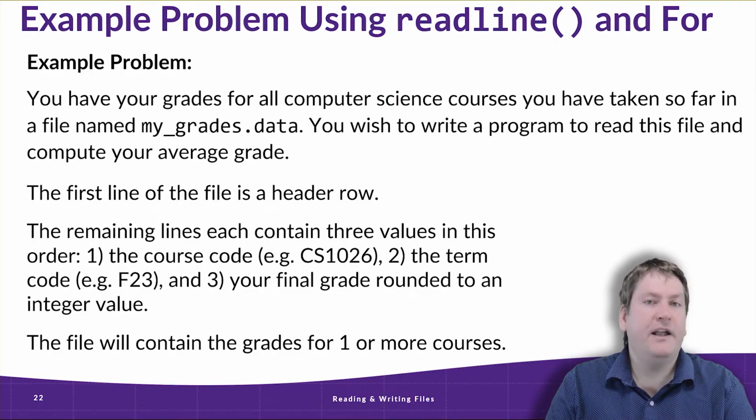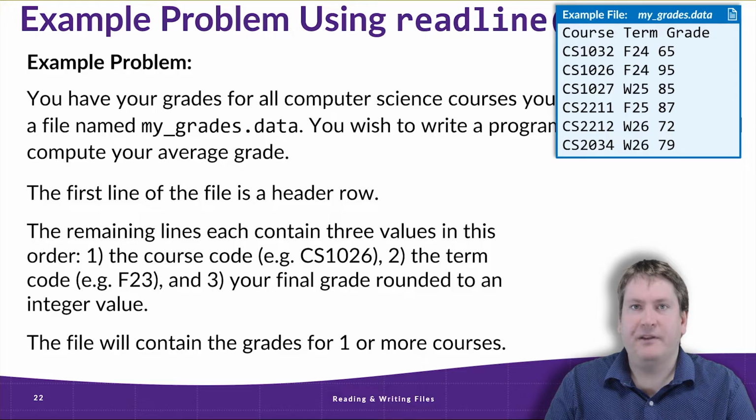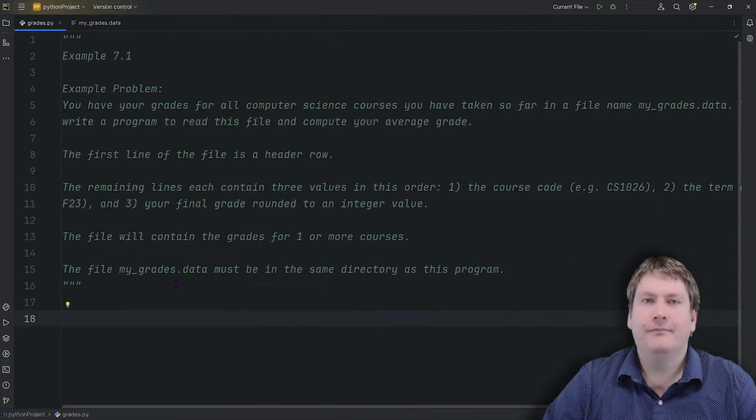The first line of the file is a header row. The remaining lines each contain values in this order: the course code, the term code, and your final grade rounded to an integer value. The file will contain the grades for one or more courses, and we want to output what your actual average is. So the file looks like this, just like what we saw. Let's now switch over to PyCharm and try coding this.